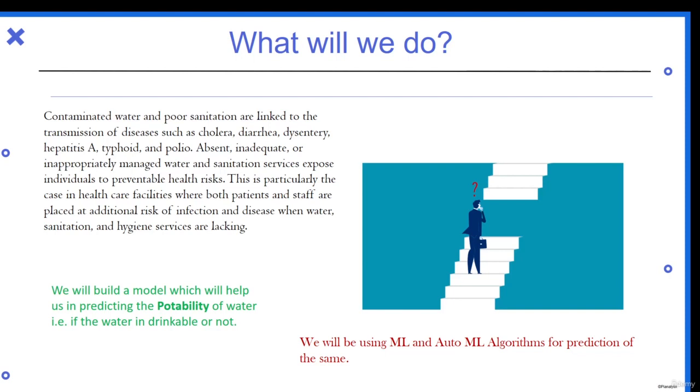So this was the problem stated on Kaggle. We decided that we'll build a model which will help us predict the potability of water, that is, whether the water is drinkable or not. In that, we'll be using different ML and AutoML algorithms for prediction.